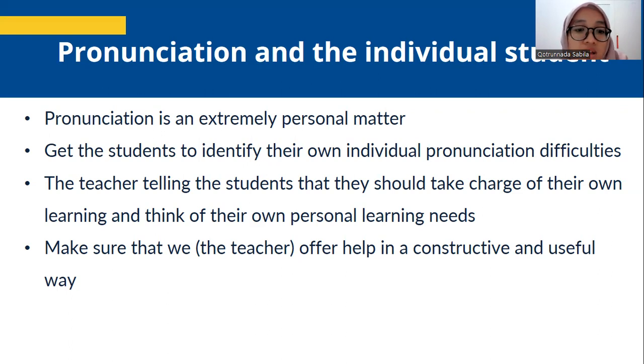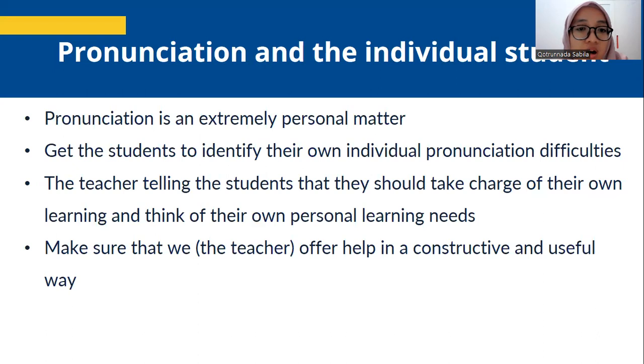We can then help them with the difficult words, especially if we encourage them to identify and bring difficult words to the lesson. It is vitally important when correcting students to make sure that we offer help in a constructive and useful way. This may involve us showing the students which part of the mouth they need to use.